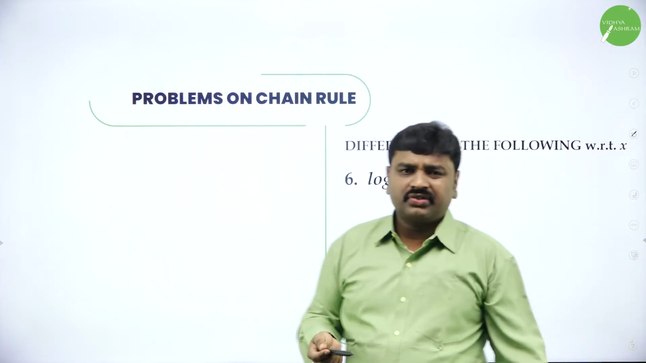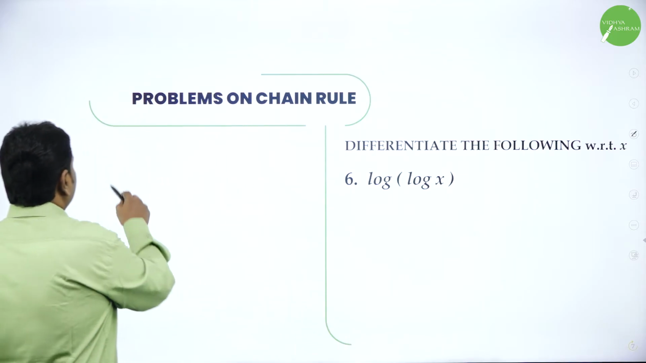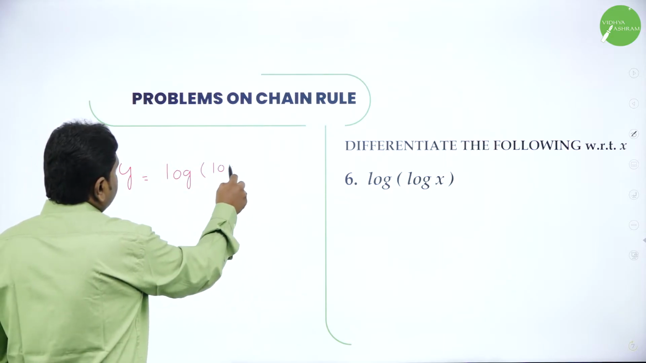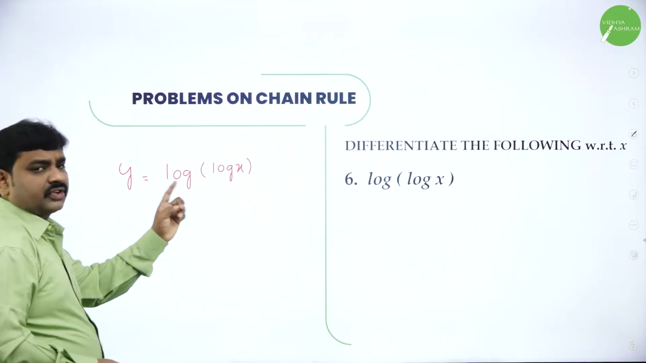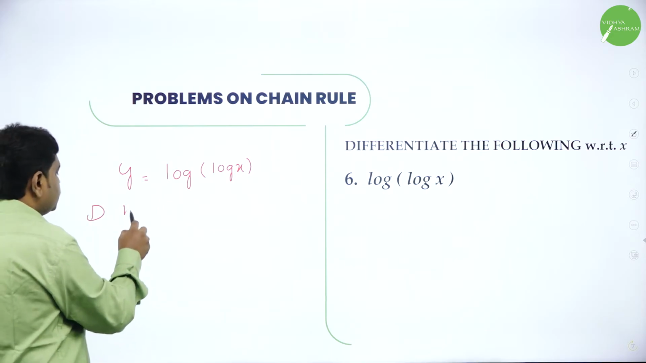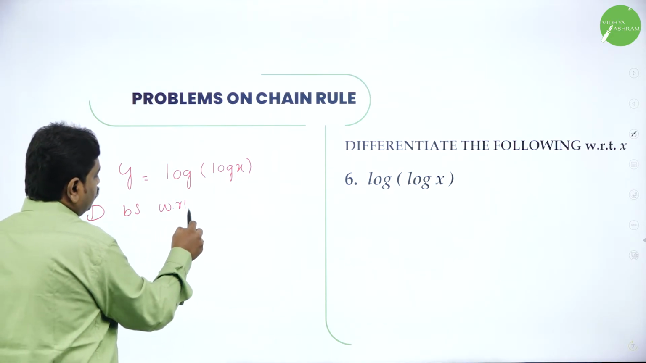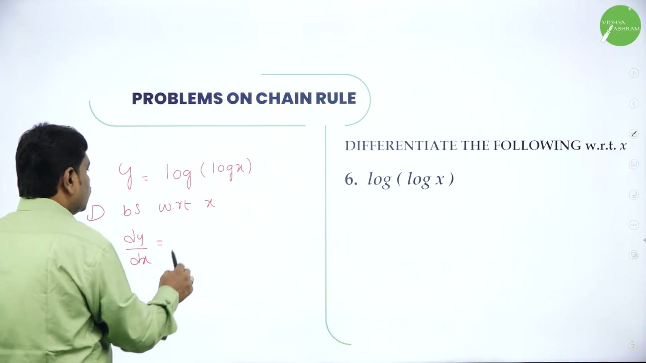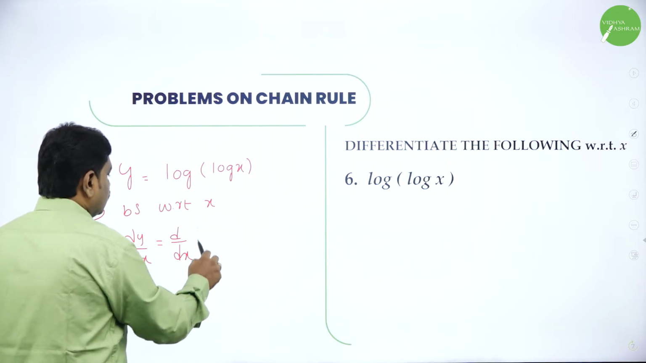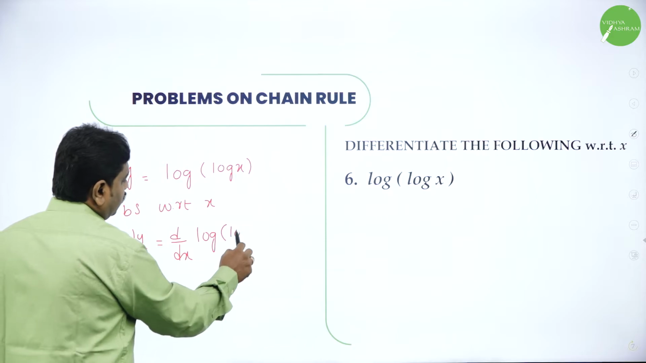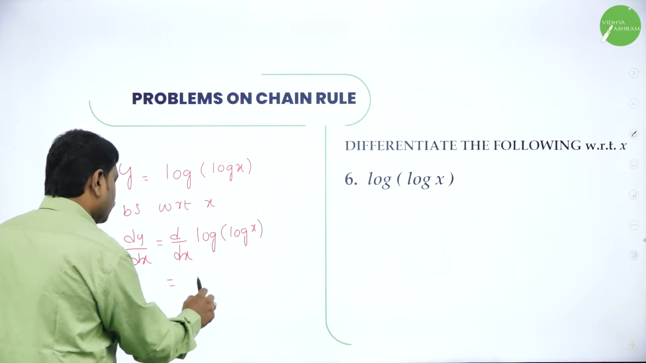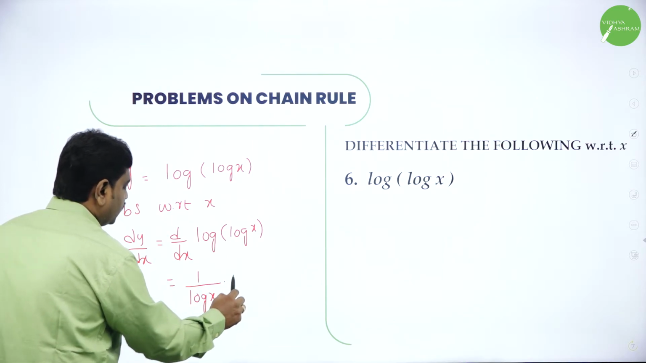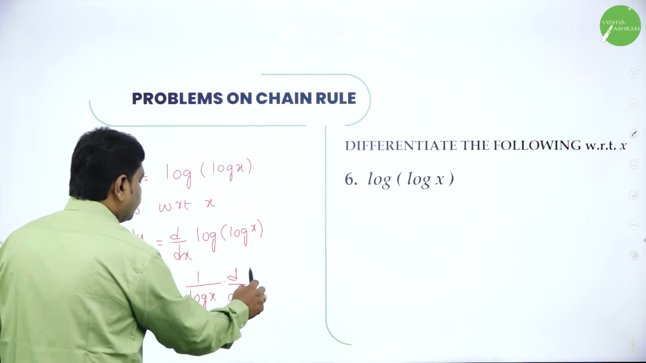Next, log of log x, same technique. Y is equal to log of log x, and it is again in the form log f of x. And if I differentiate both sides with respect to x, if I differentiate both sides with respect to what? X, LHS becomes dy by dx is equal to RHS is d by dx of log of log x, and the derivative of log f of x is 1 by f of x. So log of log x gives 1 by log x into the derivative of the internal function. Inside what we have? Log x.